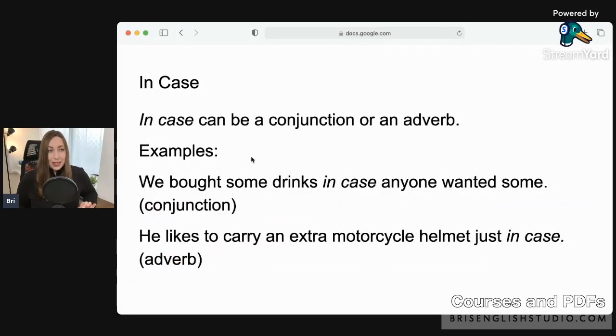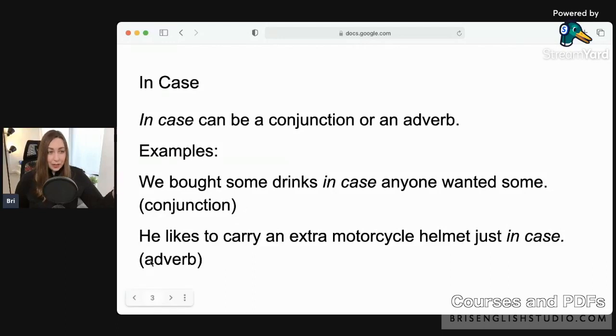The next part is in case can be a conjunction or an adverb. So I have some examples here. We bought some drinks in case anyone wanted some. This is a conjunction. So we bought some drinks for the possibility that someone might want a drink. Okay?